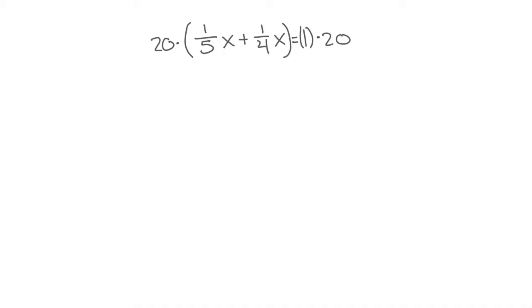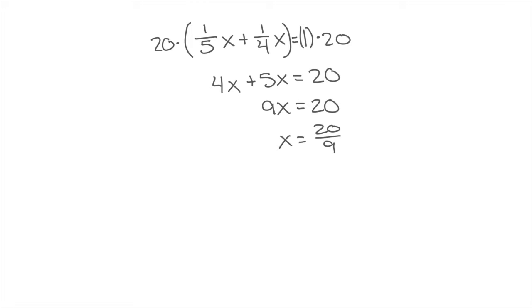When we do that, 20 times 1/5 x is 4x, plus 20 times 1/4 x is plus 5x, and the right side of our equation is 20. Combining like terms on the left side, we have 9x equals 20. And then dividing both sides of the equation by 9, we have x is equal to 20/9. Therefore, the time when they work together is 20/9 of an hour, or 2 2/9 hours.